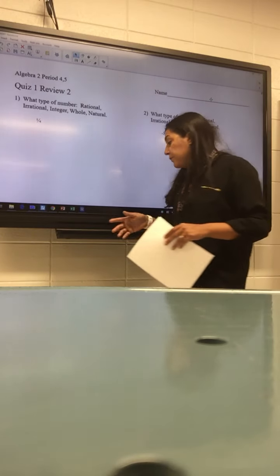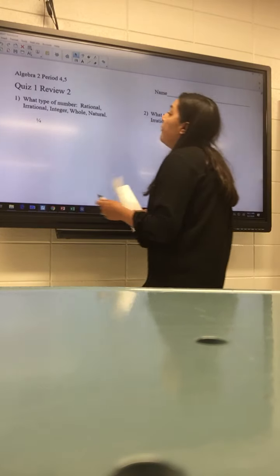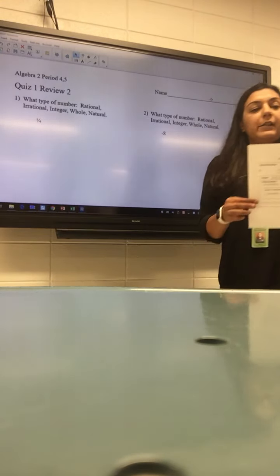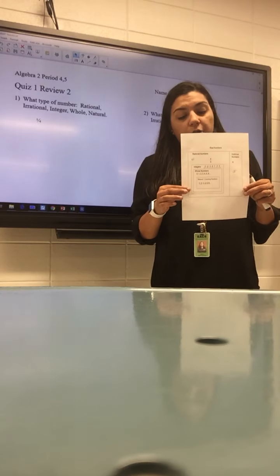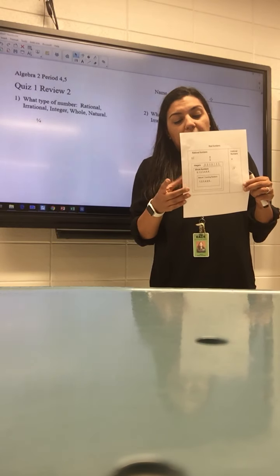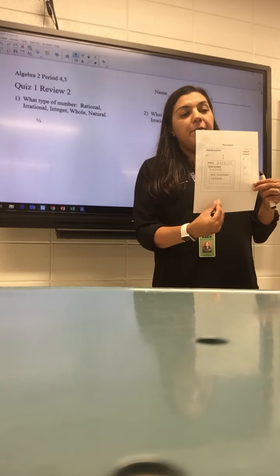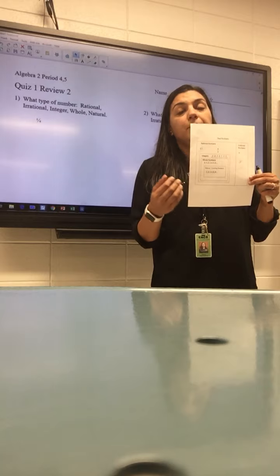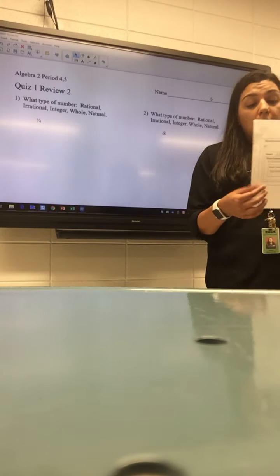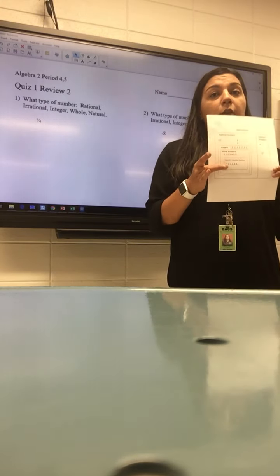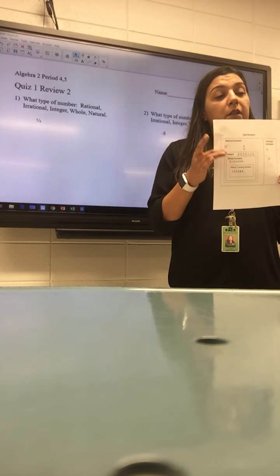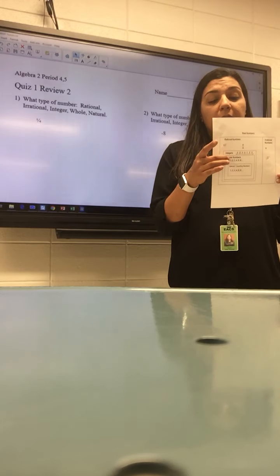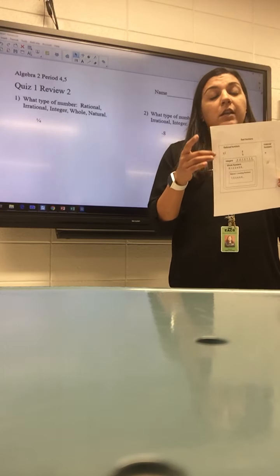Okay, so the first one, if we're looking at our chart, I'm going to explain the chart again because I want to make sure you know how to do it. So we have boxes inside of boxes inside of boxes. If we're looking at, for example, the number 2, is 2 a natural? Yes. That means all the other ones above it will be a yes, so yes, it has to be a whole, yes, it has to be an integer, and yes, it has to be rational.